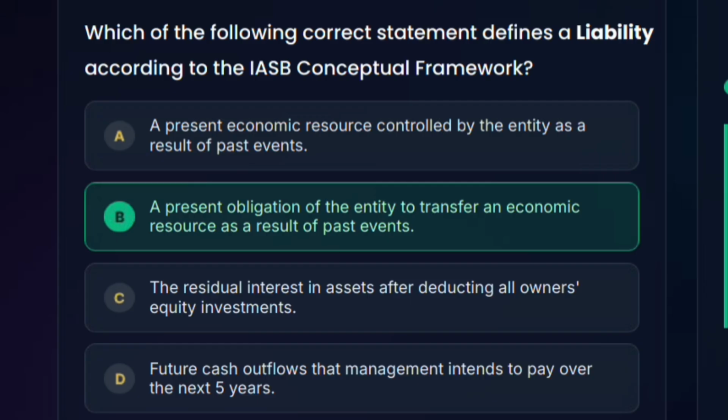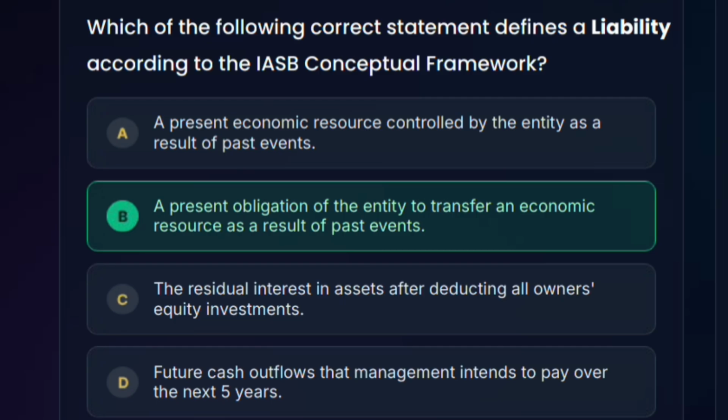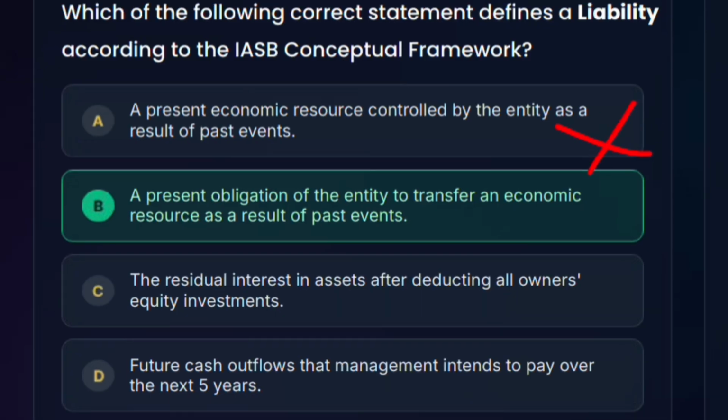Alright everyone, look at question number 1 on your screen. The ACCA examiner is going to test your exact conceptual clarity here, but we are not falling into the trap. The question asks which statement correctly defines a liability under the IASB conceptual framework. Look at option A, economic resource control, that is an asset, cross it out immediately. Option C is equity, the residual interest.